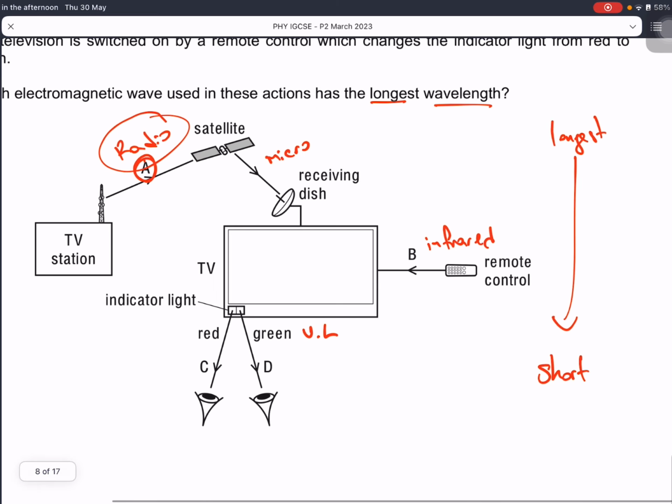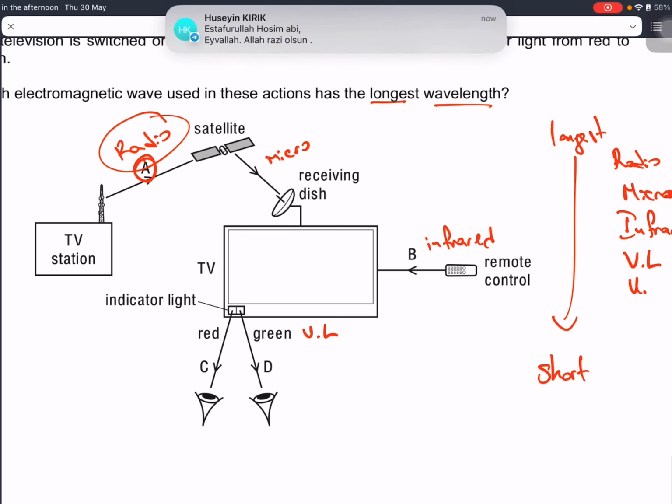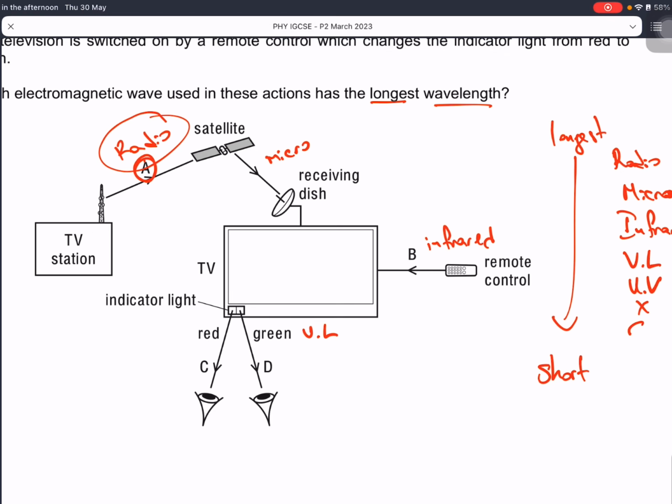So in general, we had 7, yeah? From radio waves to microwaves to infrared to visible light to ultraviolet (UV), X-ray and gamma rays. So simply 7. Radio has the longest wavelength, gamma has the shortest. When you talk about frequency, it's opposite. Gamma rays have the highest frequency, radio waves have the lowest frequency, but the wavelength is opposite, yeah? All right, so radio has the longest, so it's going to be A, guys.